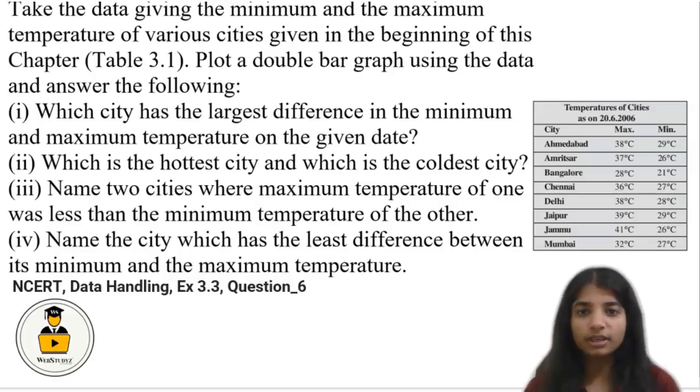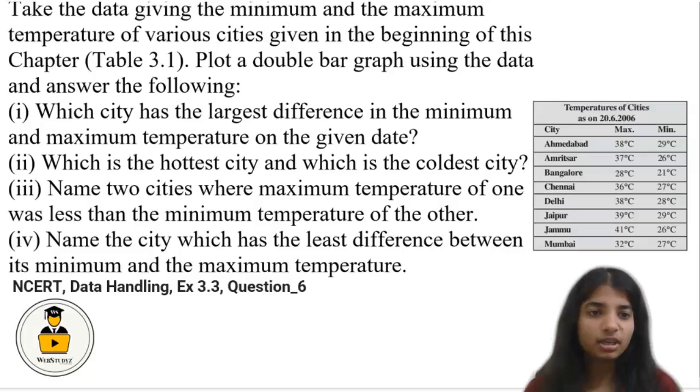In this question we are given the minimum and the maximum temperature of the various cities given in the beginning of this chart. Plot a double bar graph using the data and answer the following questions. So basically we are given the cities, which are Ahmedabad, Amritsar, Bangalore, Chennai, Delhi, Jaipur, Jammu and Mumbai, and we are given their maximum and minimum temperature. We have to plot the double bar graph for this.